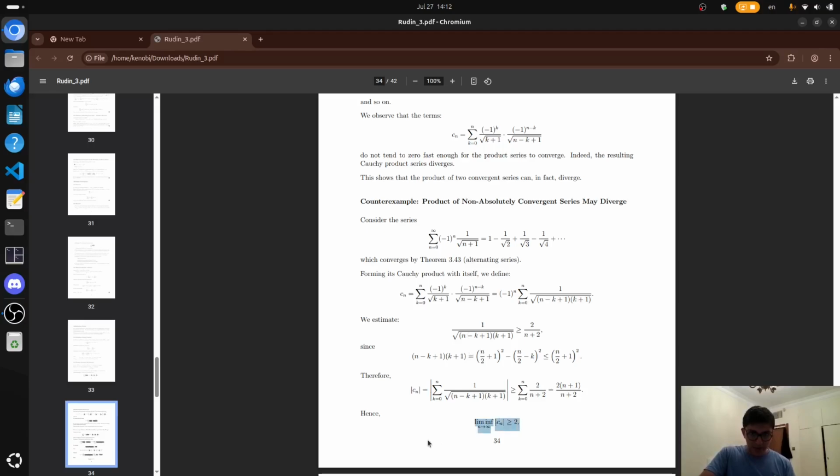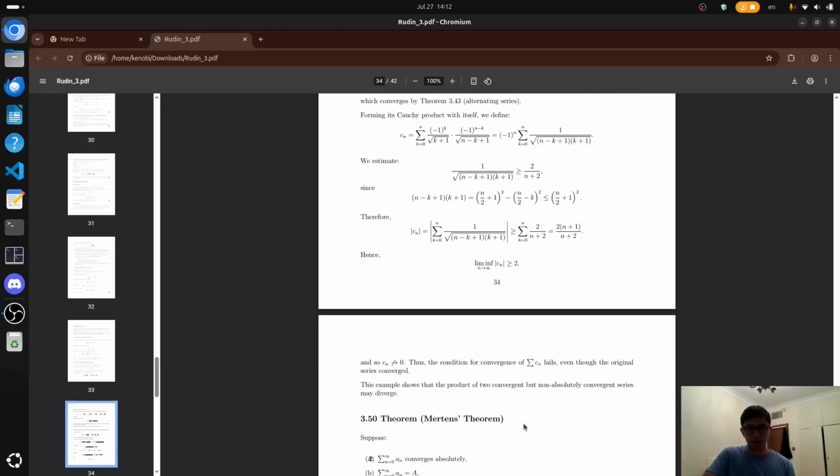And as n goes to infinity, that means the limit of the infimum of Cn is greater than or equal to 2. But that means it doesn't converge, because if you want it to converge, that means its sequence must go to 0.